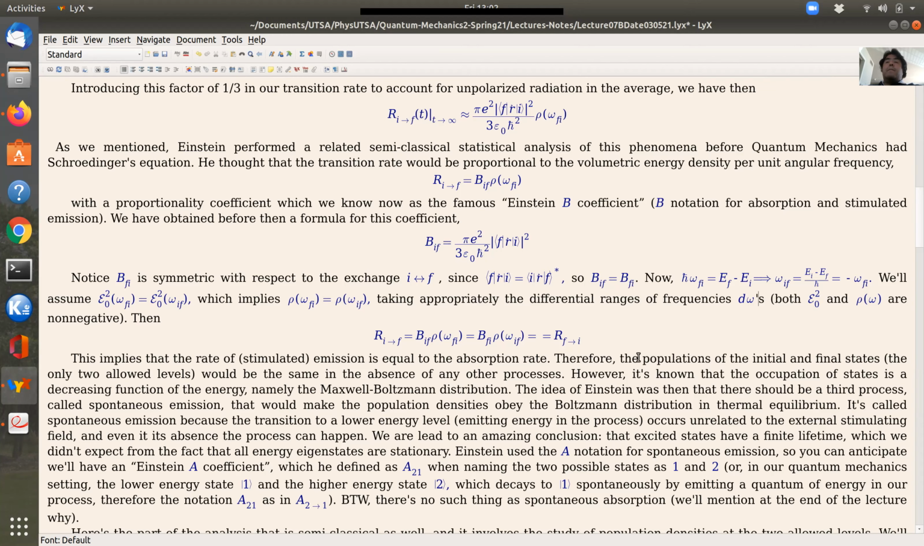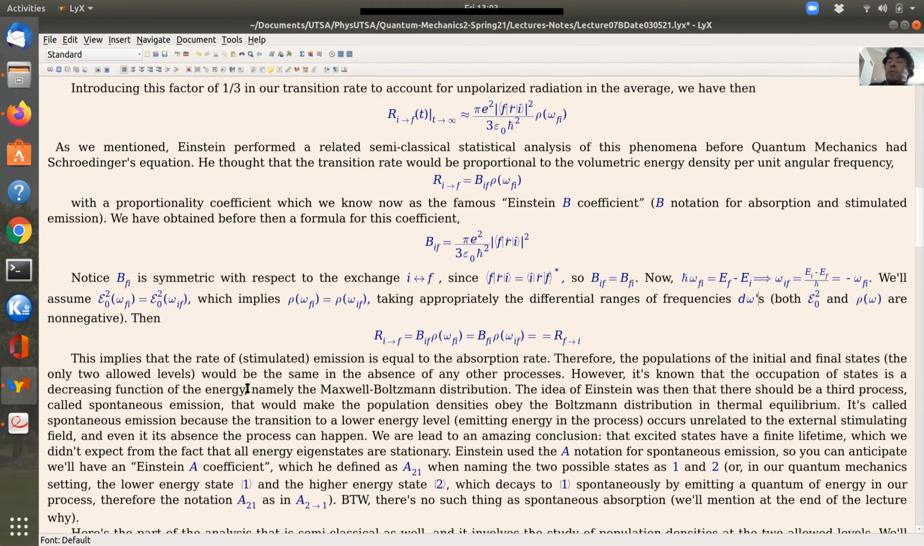So up to this point, it would seem that, because the rates of going from one state to the other are the same, since these are the only two possible levels, the populations of the initial and the final states would be the same. However, that is not what we observe in experiments, because it's known that the occupation of states decreases with the energy. The population of states obeys a Maxwell-Boltzmann distribution in the semi-classical stage. So how can the populations be equal? That is not what we observe experimentally.